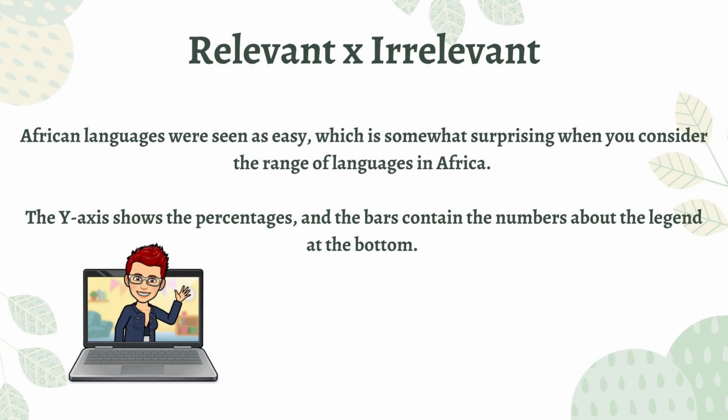The y-axis shows the percentage as the bars contain the numbers about the legend at the bottom. It may seem very fancy and advanced to use the description of the graph, but this sentence is totally irrelevant. It contains unnecessary information about how the bar chart is drawn. How do you know if your sentences are relevant or irrelevant? Irrelevant statements may contain unnecessary opinions, too much data, and unnecessary speculation. Avoid them at all costs.